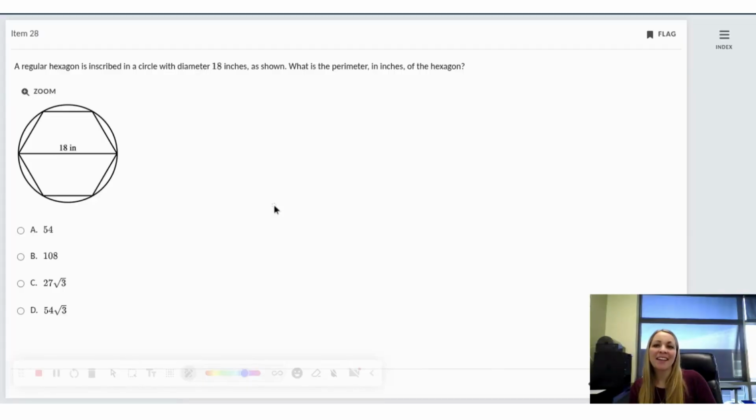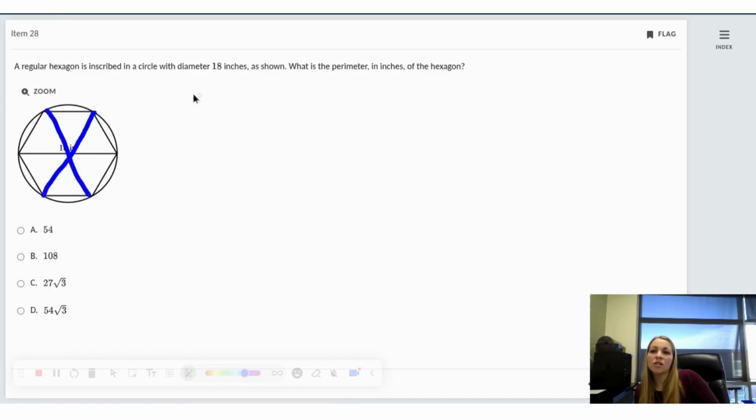Question number 28. A regular hexagon is inscribed in a circle with diameter 18 inches as shown. What is the perimeter in inches of the hexagon? To make this problem easier, I'm going to divide this hexagon into triangles because we know a lot about triangles. So I'm going to draw a line from here to here and here to here.